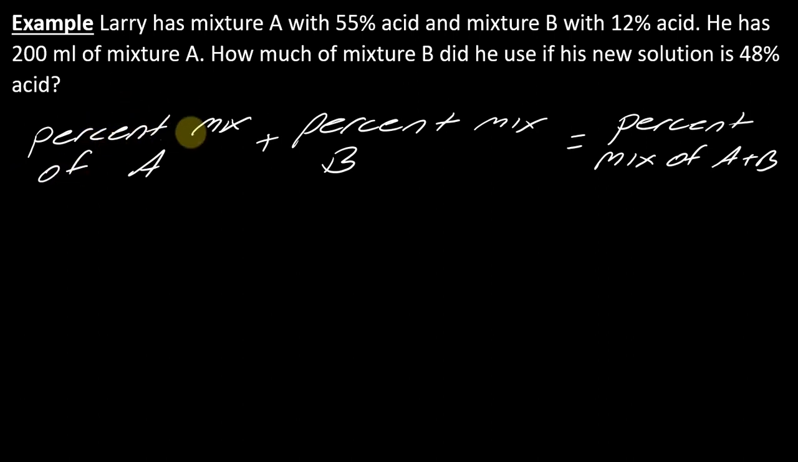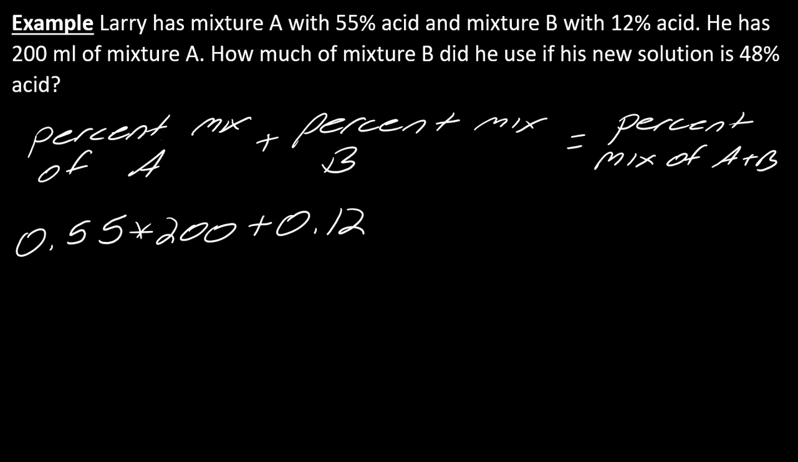So let's first think about, of this first mixture, what amount of it is actually acid? I know that 55% of A is acid, and I know that it's 200 milliliters of mixture A. Now mixture B, I know that mixture B is 12% acid, but I don't know how much mixture there is. So what letter should I give this? We will give it B just to make it clear. Now the last part of this is I know that the new solution is 48% acid. So this is going to be 0.48.